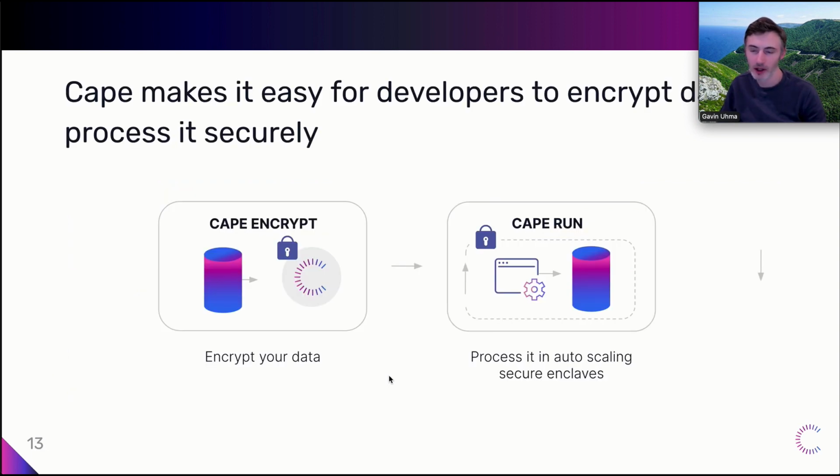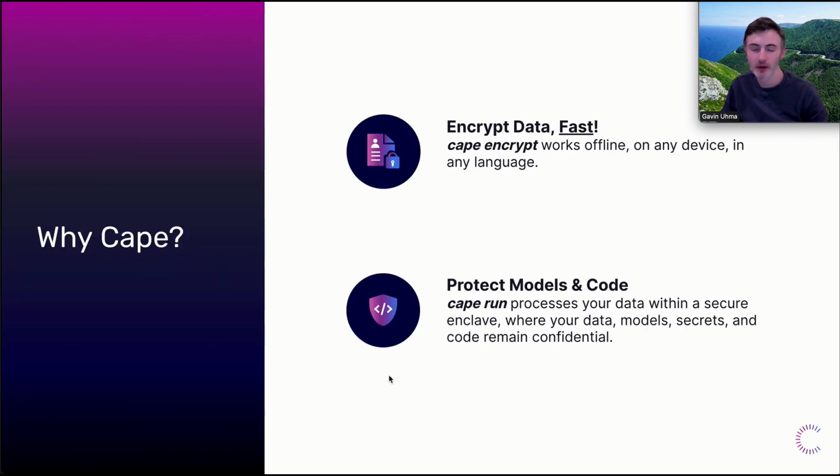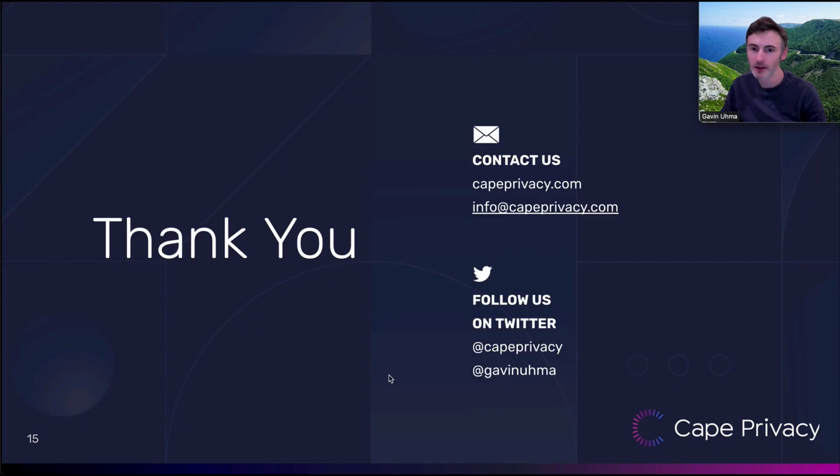So Cape, two main features: encrypt, run. The encrypt is really fast. It works on any device, any language. And then, of course, you can process your data within secure enclaves, keep your data, models, code, secrets, all confidential.